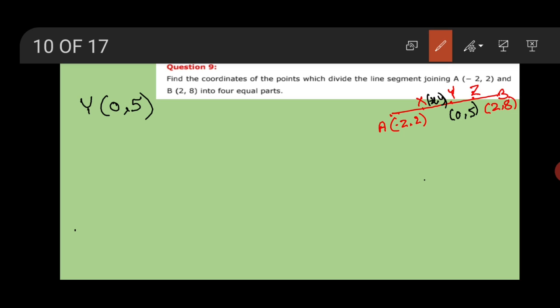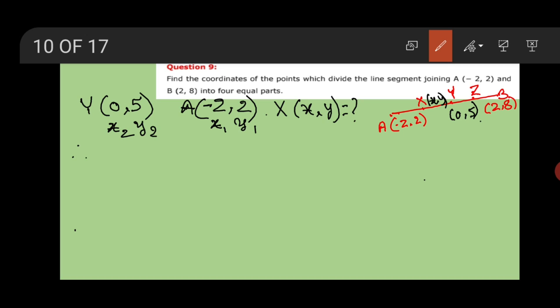Therefore, we know the coordinates of y. What is y? Coordinates of y is (0, 5). And what are the coordinates of A? We know it is (minus 2, 2). So we have to find the coordinates of x. Let it be (x, y). Now let coordinates of A be (x1, y1) and y be (x2, y2).